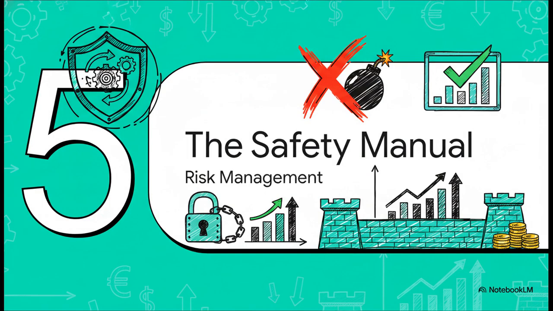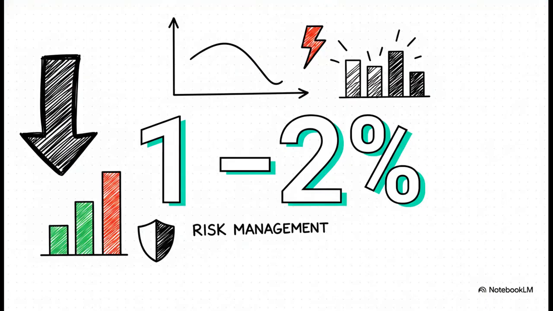Finally, we reach part 5, the safety manual, our risk management rules. Rule number 1, and this is non-negotiable. Your absolute maximum risk per trade should never ever exceed 1 to 2% of your total account balance. Look, it really doesn't matter how perfect the QQE cross looks or how massive the volume spike is. You absolutely must protect your downside strictly at 1 to 2%.